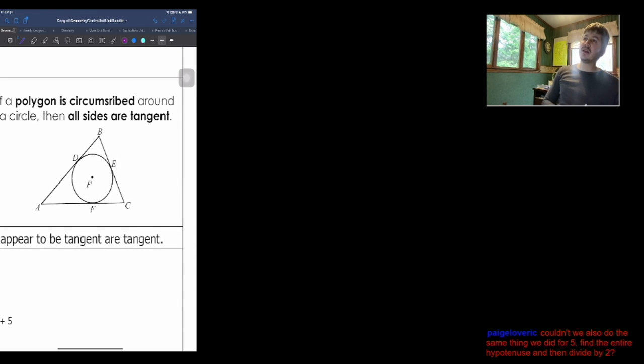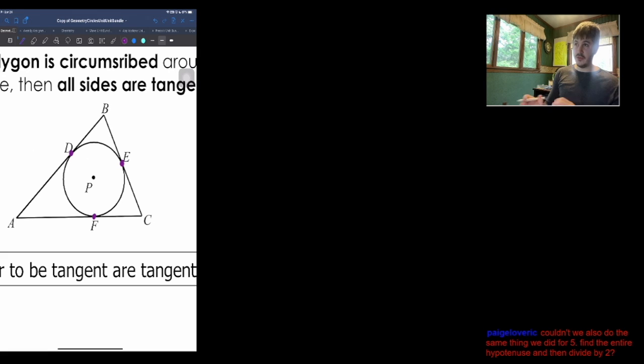And then if a polygon is circumscribed around a circle, then all sides are tangent, meaning there's a circle drawn inside, and circumscribed means that the circle only hits the shape of the polygon once at each point. F hits once, D hits once, and D hits once. That means you have 1, 2, 3, 4, 5, 6 different tangents, 3 external points.